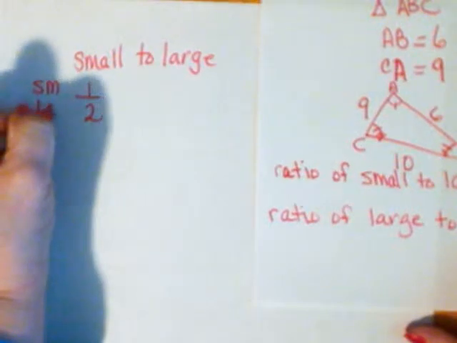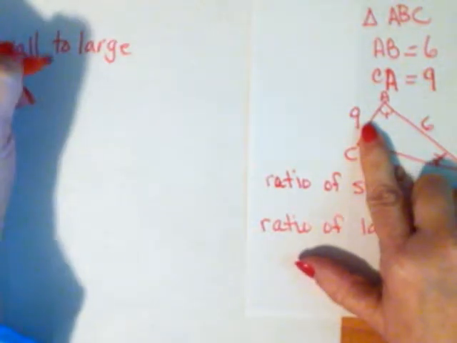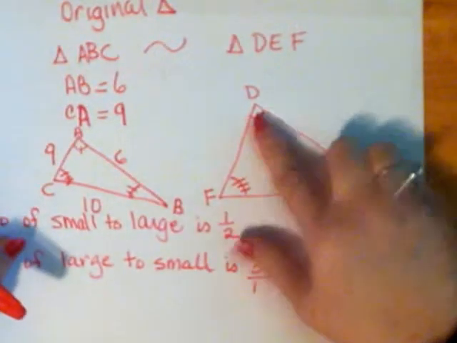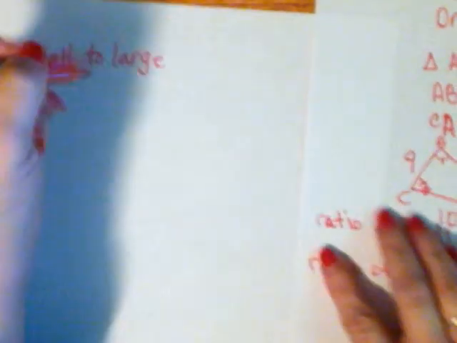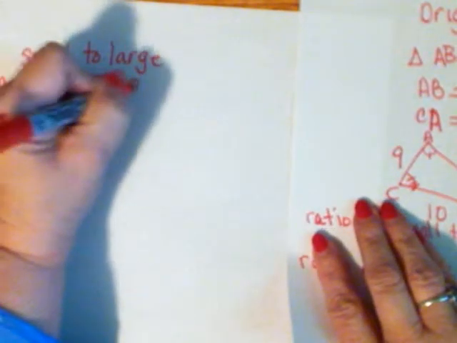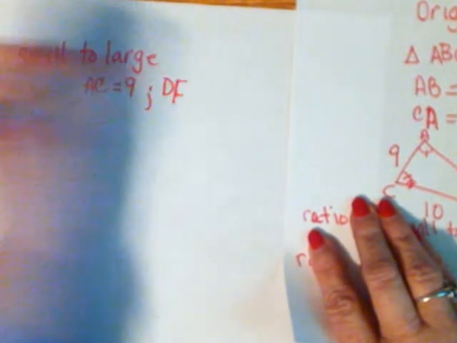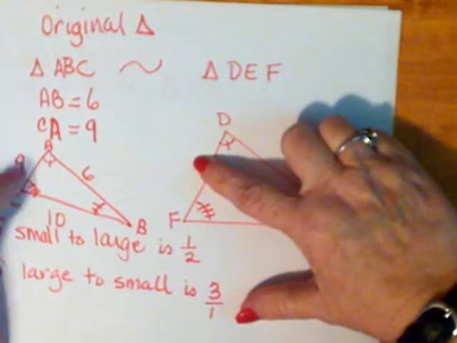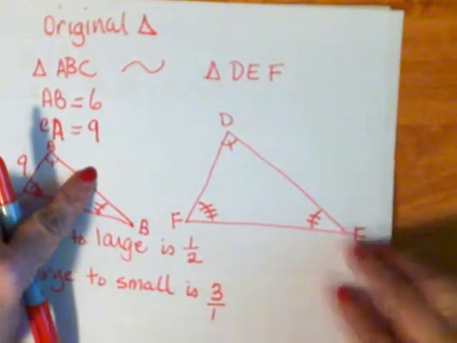So then I take the small side. If the small side is 9, I'm going to be doubling it to get the corresponding side. So the side AC is 9, so its similar side is DF, so it's 9 times 2 because the large one's twice that. So it's 18. This one would be 18, this would be 10 times 2 is 20, and this is 6 times 2 is 12.